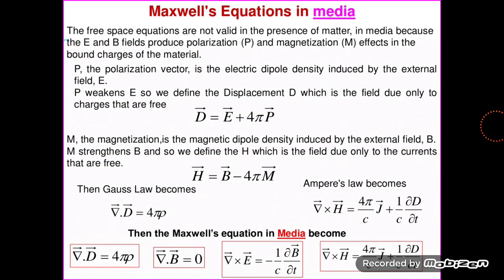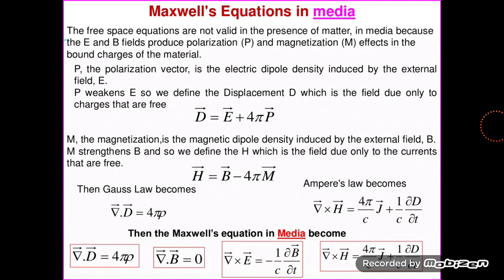Maxwell equation in free space. In free space, equations are not valid in the presence of matter in media because E and B produce polarization and magnetization effects in bound charge of the material, where P is the polarization vector, that is electric dipole density induced by the external field E. Defining the displacement as below, D is equal to E plus 4 pi P.